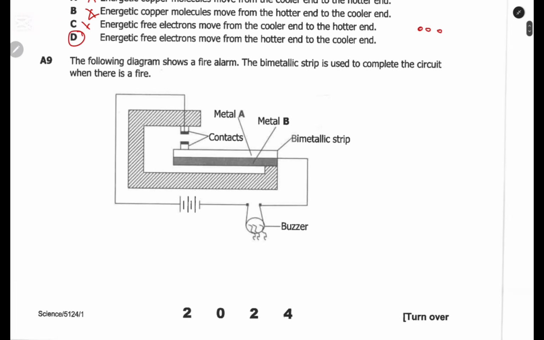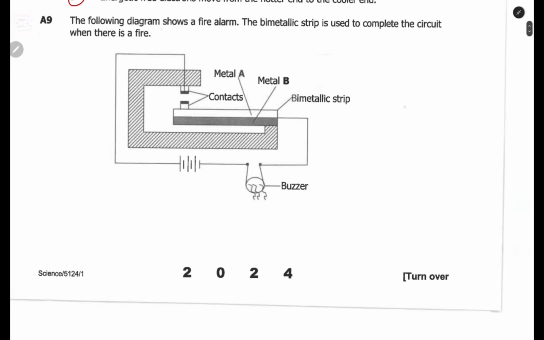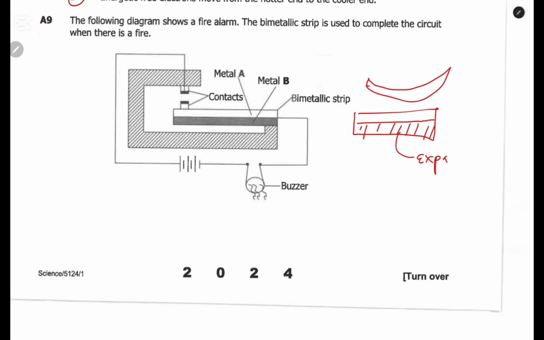Question 9, the following diagram shows a fire alarm. The bimetallic strip is used to complete the circuit when there is fire. As you can see, this is the bimetallic strip. You know that the bimetallic strip is made up of two metals, one expands more than the other. The one that expands most is the one on the outside. So when it expands, it forms this shape, and of course it will be able to complete the circuit here because it's going to move like that.